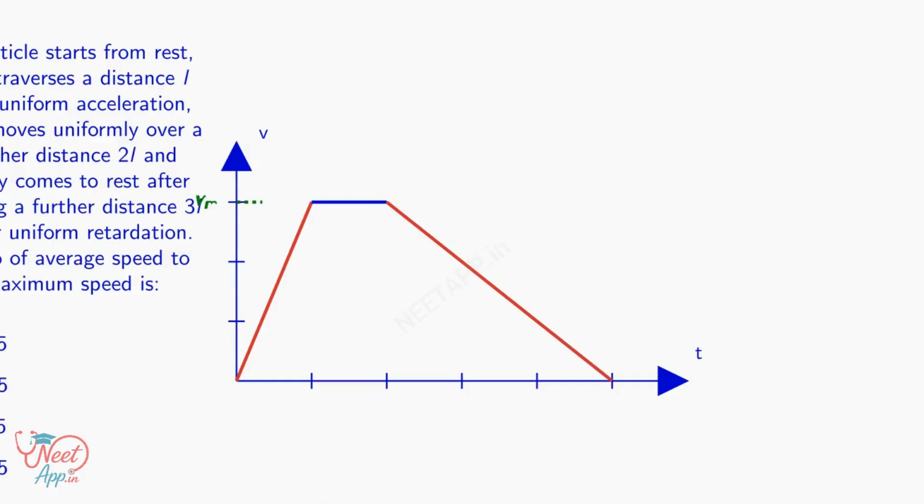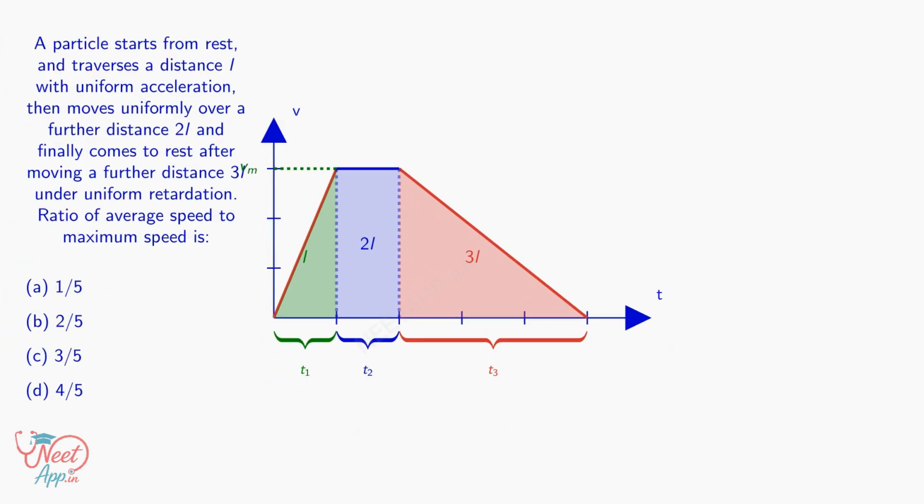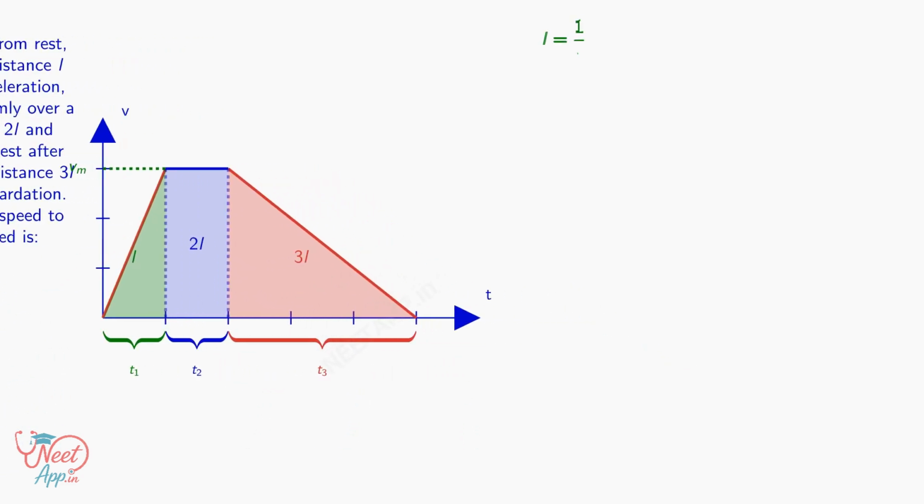We know the area under a velocity time graph gives the exact distance travelled. The first triangle area is L, the middle rectangle is 2L, the final triangle is 3L. The total distance is simply 6L. To find average speed, we need the total time. We can express each time interval using the visual areas. The area of the first triangle is 1/2 base times height. So L equals 1/2 times T1 times Vm. This means T1 is 2L over Vm.